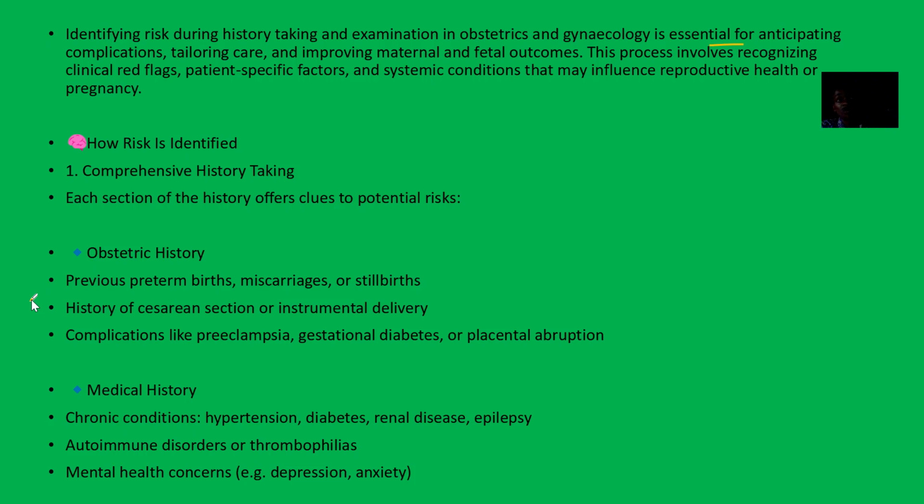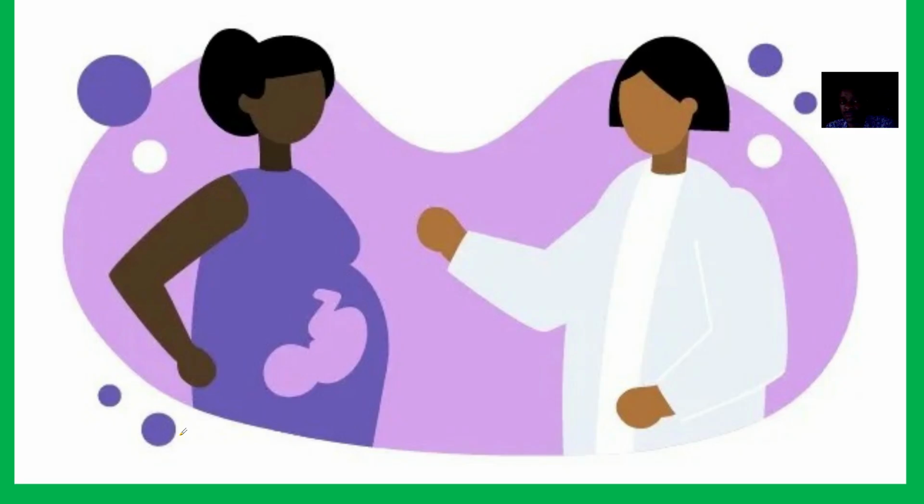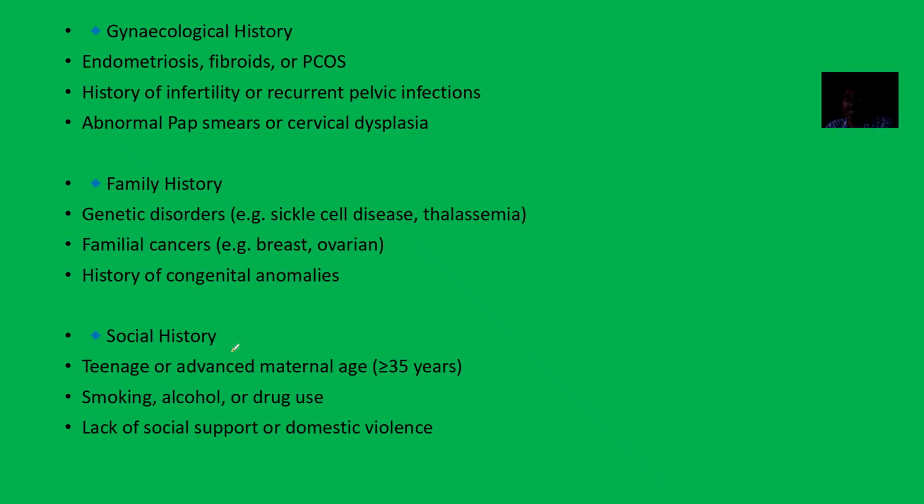Did she have any complications in pregnancy, like hypertensive issues, gestational diabetes issues, placenta abruption? Then for medical history, you are trying to see if the person has any chronic illnesses. You can pause to look at them. Then for gynecological issues, you are looking at tumor growths and the rest of them. History of infertility. Has she ever had any pap smear tests and the tests were abnormal?